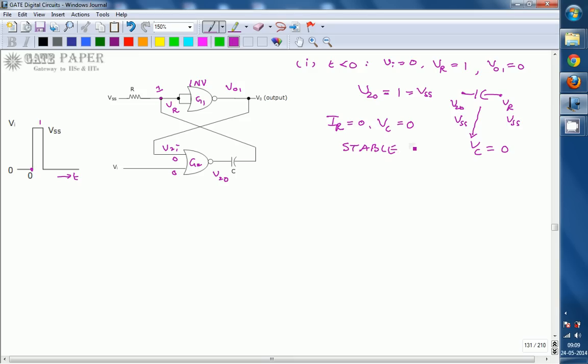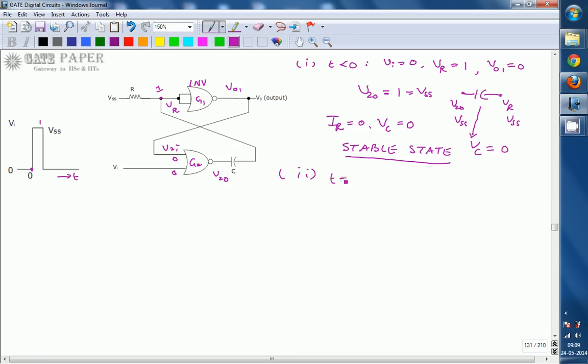If you are not applying any trigger pulse at that time, this V01 will be completely at 0 and VR will be at 1, and this is going to be treated as the stable state operation of the monostable multivibrator. Okay, so stable state operation of monostable multivibrator. Now, if you want to draw the waveforms, you can draw them later.